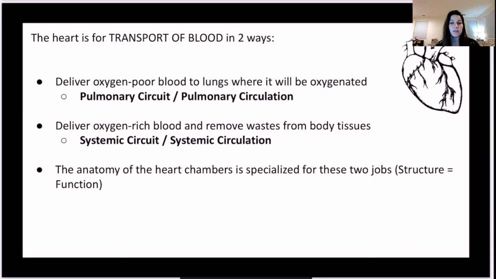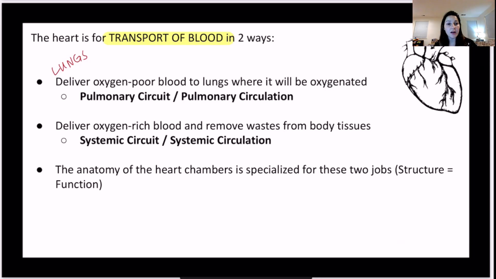So the heart has two jobs, but it's really just one job. The job that it has is to transport blood, to take blood places. And it does this in two different ways. The first place that blood has to travel is to the lungs. So I'll write that on my notes. When we carry blood, the purpose is to deliver oxygen and stuff. But for the purposes of chapter 18, blood carries oxygen. That's what we care about.